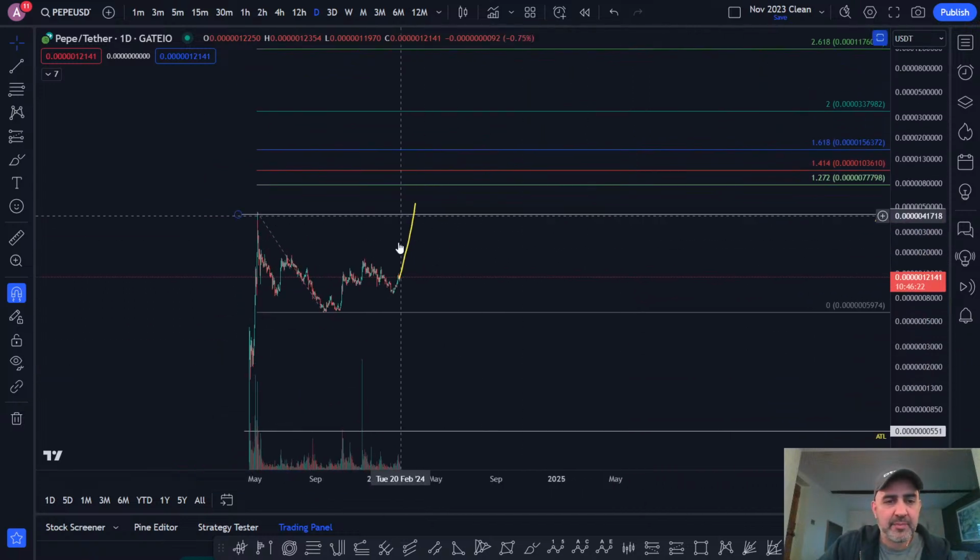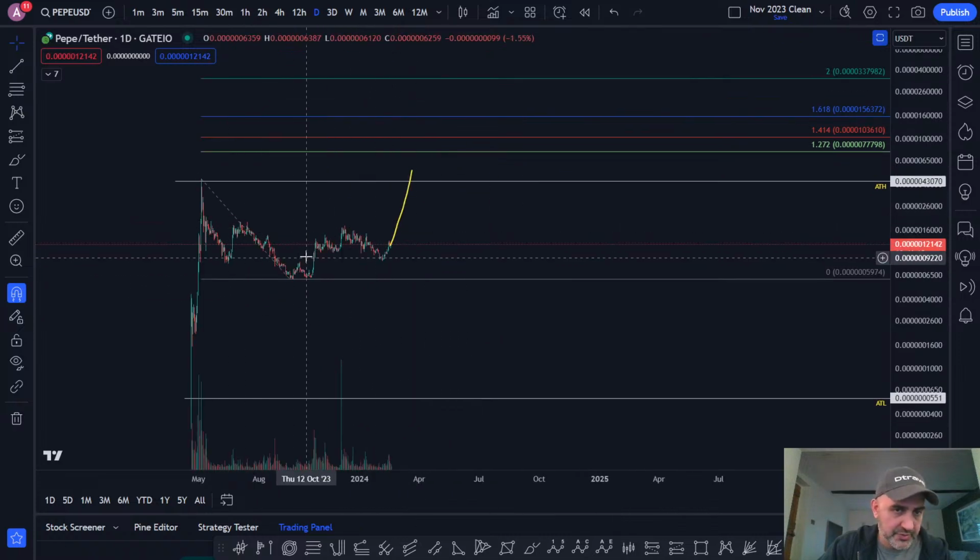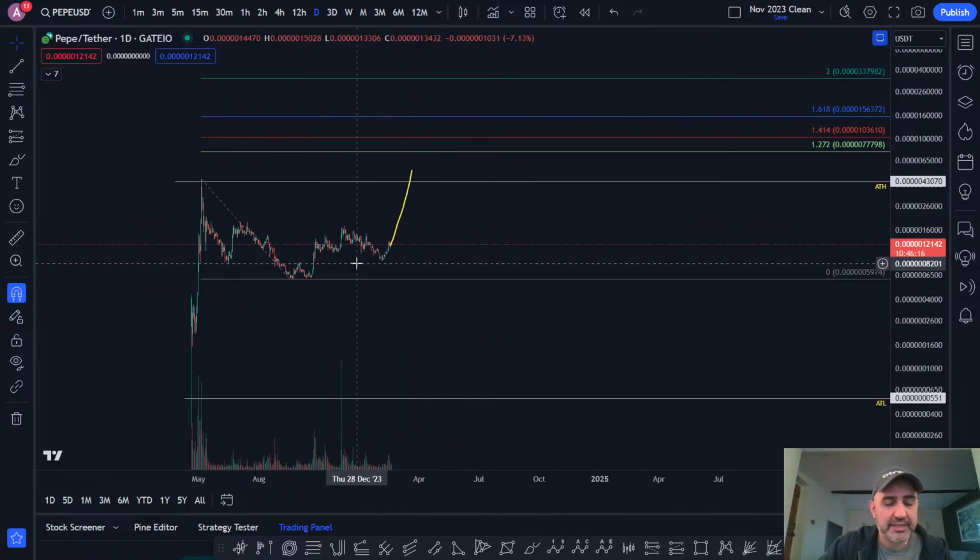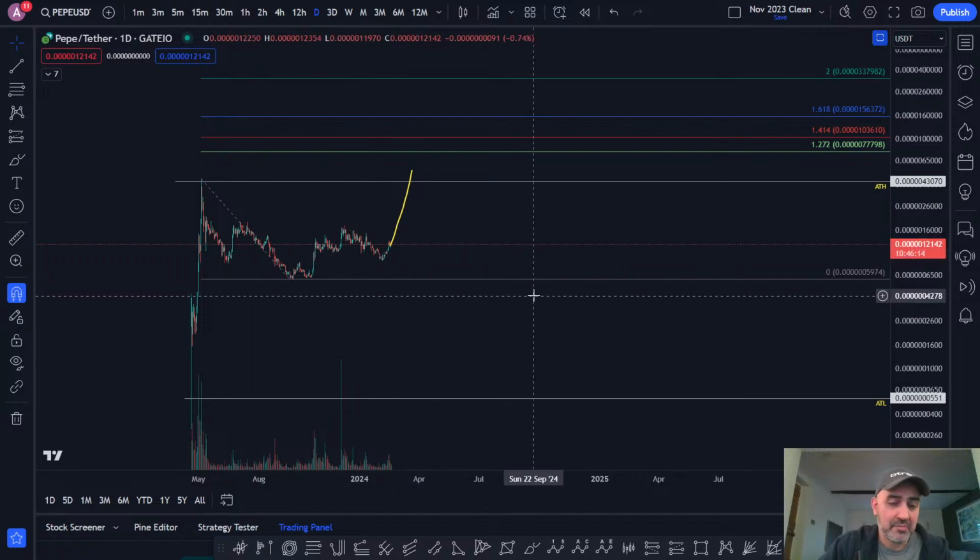That's kind of what I think about PEPE right now, but it is forming some kind of inverse head and shoulders. I don't like these inverse head and shoulders in the highs, actually. I don't like these patterns.